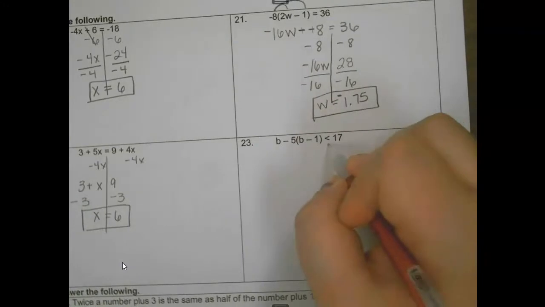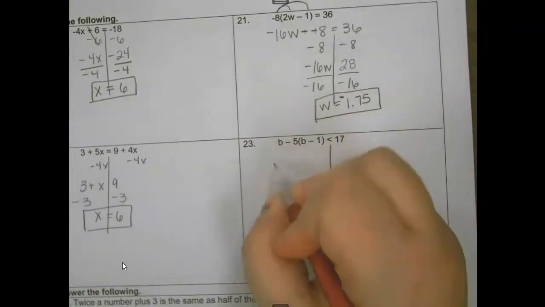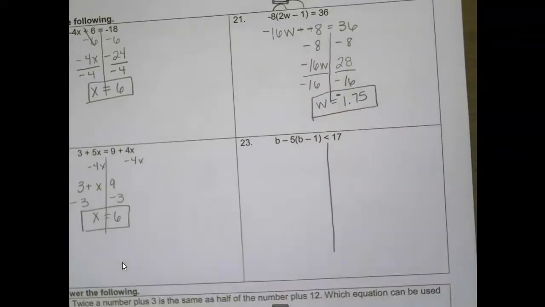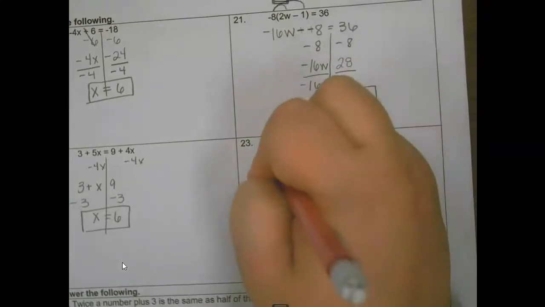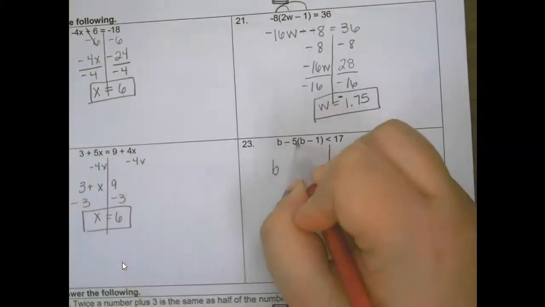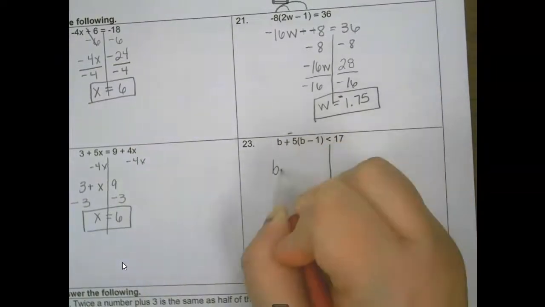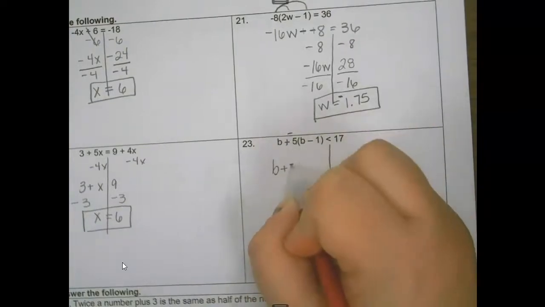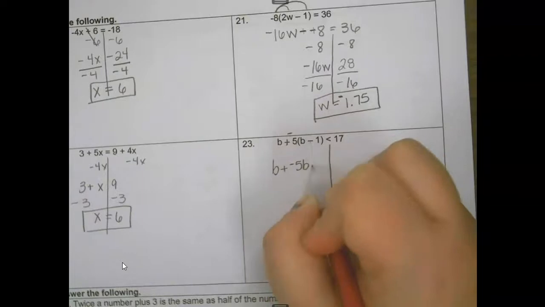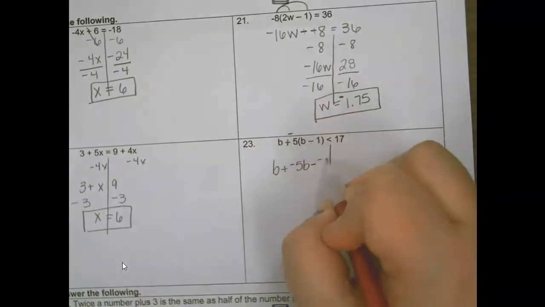23, draw a line. And of course, you should be watching this video to check it. So hopefully we are checking our answers, not just working them out with me. So let's see, I have b. I have a minus 5 in front of parentheses, so I'm going to add a line, change the sign. So b plus negative 5 times b is negative 5b. Bring down my subtraction. Negative 5 times 1 is negative 5.